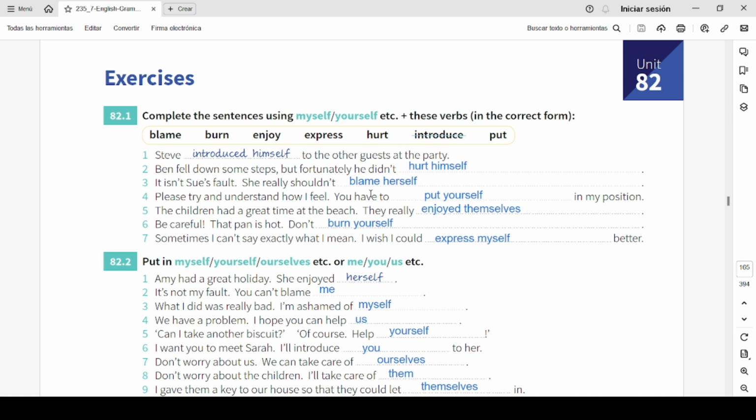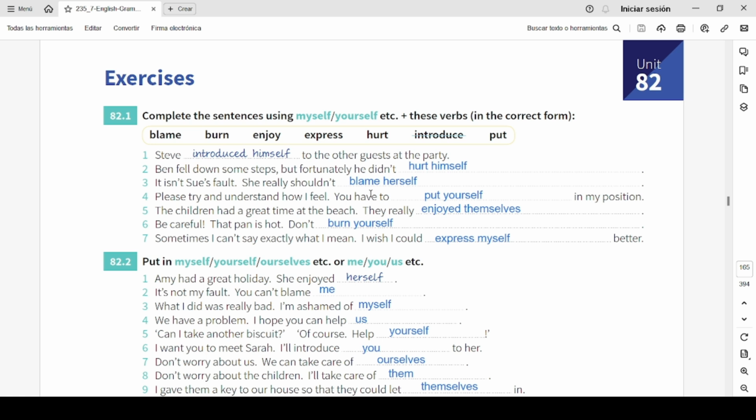Exercise section. So let's continue. I'm going to read the sentences. Complete the sentences using myself, yourself, plus this verb in the correct form. The verbs that we have are play, bore, enjoy, express, hurt, introduce, and put.